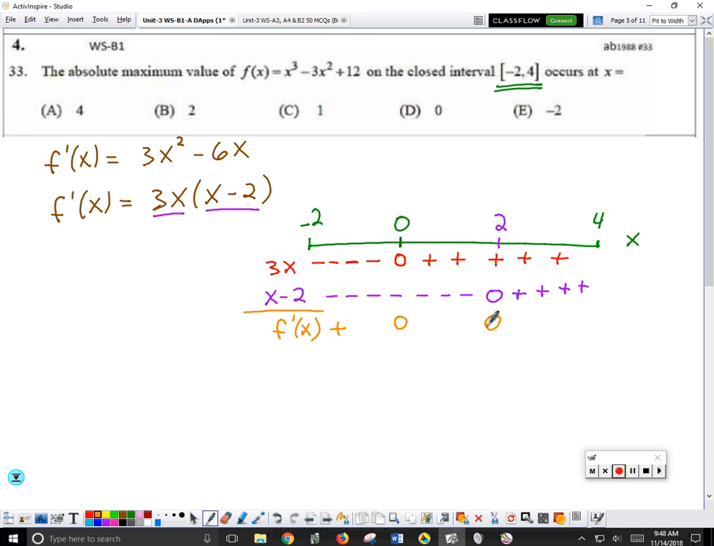Mikhail asks, could you do this with double f prime too? We'll do that on the next one. The method doesn't change. The method does not change. So now it's just this: positive, negative, positive.